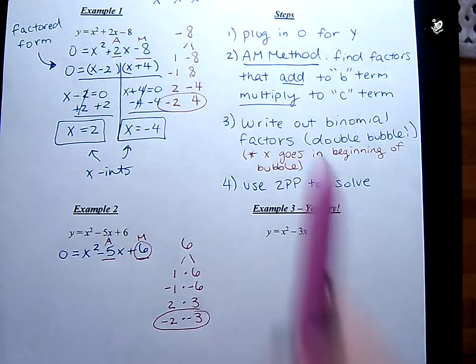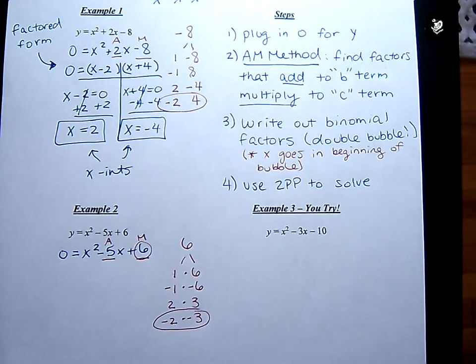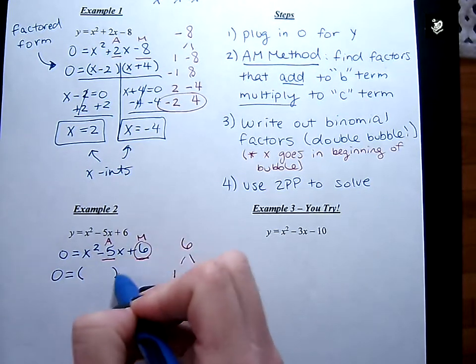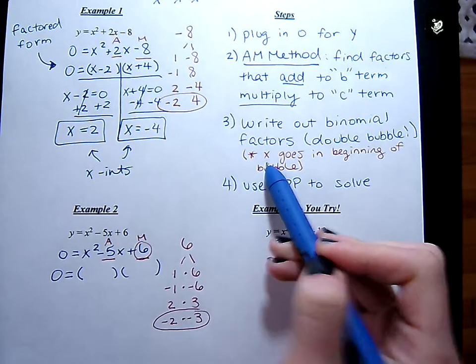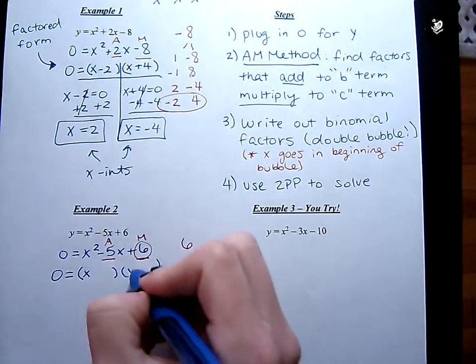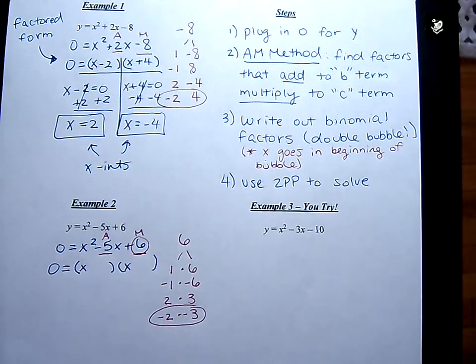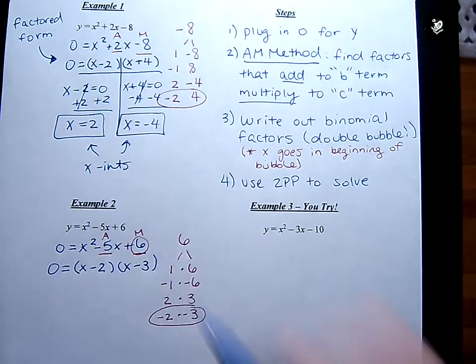So now step 3, write out my binomial factors. So that means do my double bubble. And what goes in front of each double bubble? X does. So I'm going to put X and X. My factors are going to go inside my bubble. So -2 is going to go in the first one. -3 is going to go in the second one. And now I have to use the zero product property to solve.